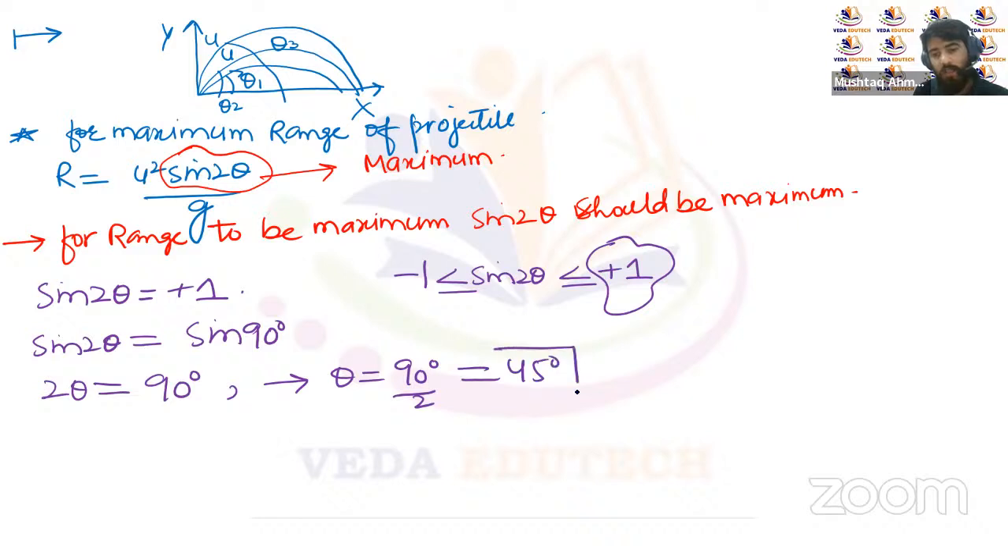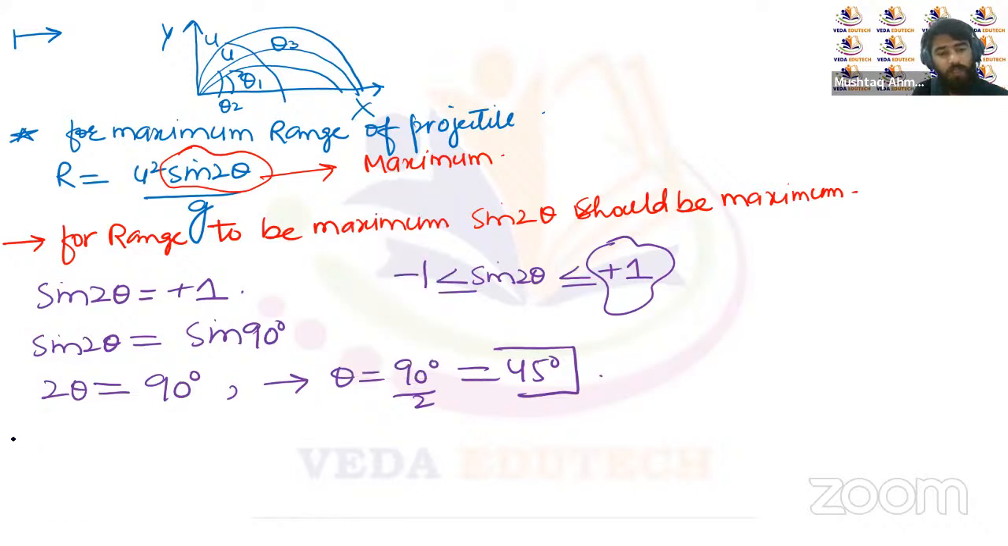It means that the maximum range of the projectile is only possible when we project a projectile at an angle of 45 degrees with the horizontal. Then we are going to get the maximum range for the projectile, right? So for the projectile, the range will be maximum for an angle of 45 degrees. At an angle of 45 degrees, the range of this projectile is going to be maximum.